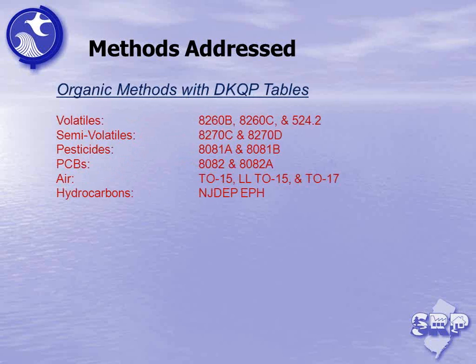So the methods that are addressed are shown here for the organics. For example, for the volatile 8260 method, we have revisions B and C because laboratories in New Jersey are certified based on specific revisions of the method. So we decided that we needed to have separate tables for those laboratories that have certification for Rev B and those for Rev C.